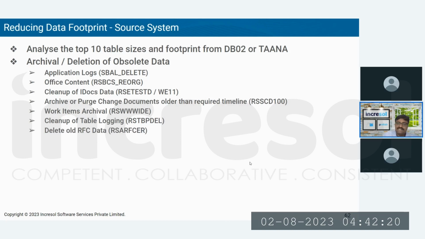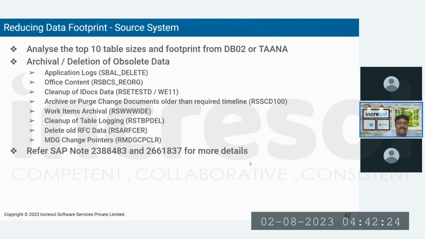And delete old RFC data, and MDG change pointers can be archived, and more details on what all can be archived are available in these two nodes. Okay, so you can dig into more obsolete data cleanup activities from these two SAP nodes, and you can plan them. You can even analyze in the quality system first. That's my recommendation, so that you can see how much the data footprint is getting reduced. That will help you to plan the execution in production.